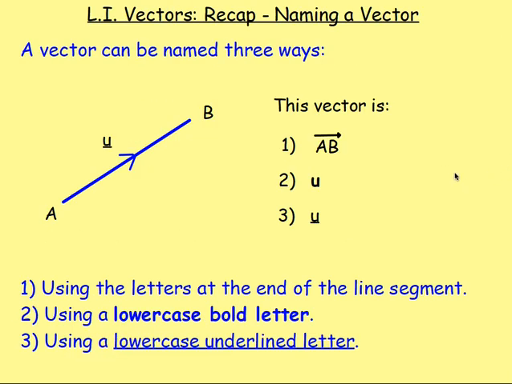We then looked at naming vectors, and the way you can draw vectors out, the way you name them, is you take the letters at the end of the line. So we've got AB. We can also call that vector u, where it's going to be underlined, or we can use a bold letter when you see it typed.